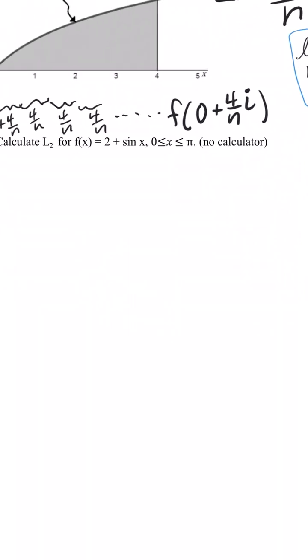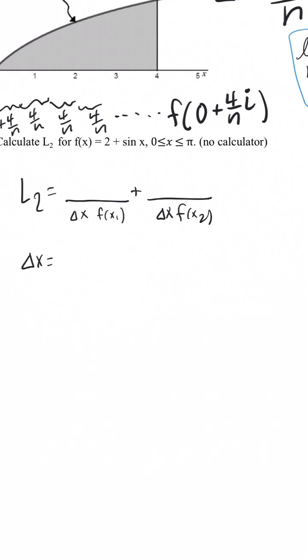Don't use your calculator, so that probably means my answer is going to be in terms of pi. Okay, so we're going to need L sub 2. Let's go back and make that black. L2 means I'm going to have 2 rectangles. And what I need is my delta x, and then my f of x sub 1, and then delta x, and then my f of x sub 2, whatever that happens to be based on delta x.